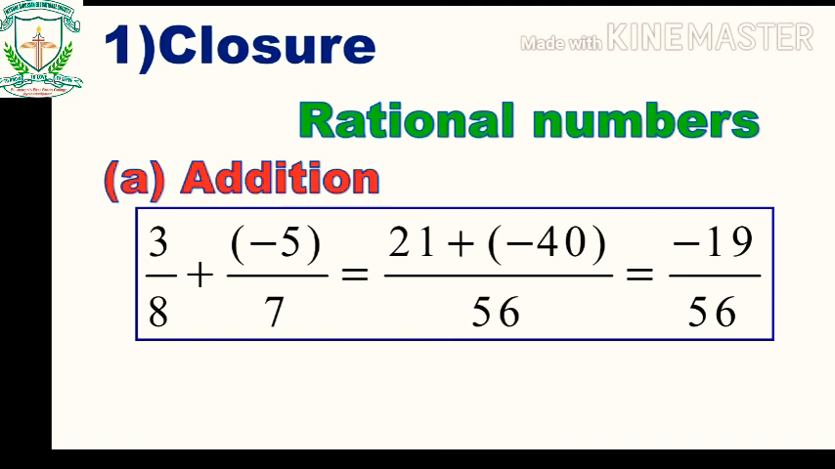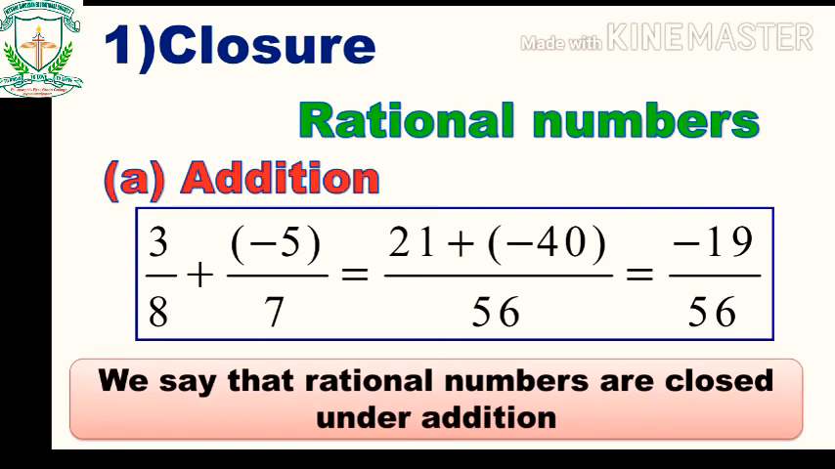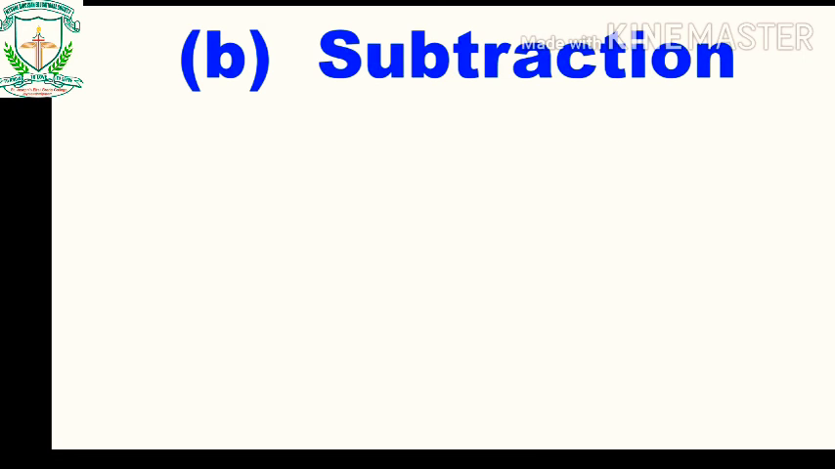So I can say that for addition, closure property holds good in case of rational numbers, or we can say that rational numbers are closed under addition. Next one is closure property for subtraction. Closure property for subtraction says that difference of two rational numbers is always a rational number.